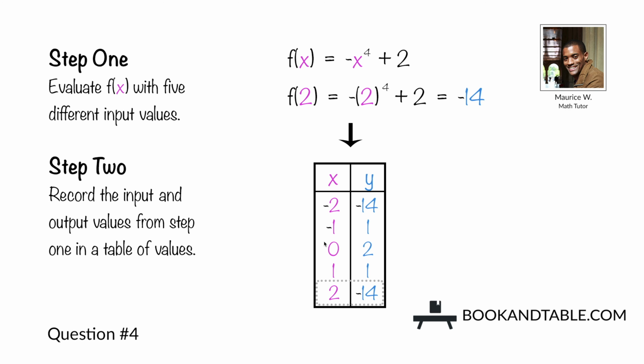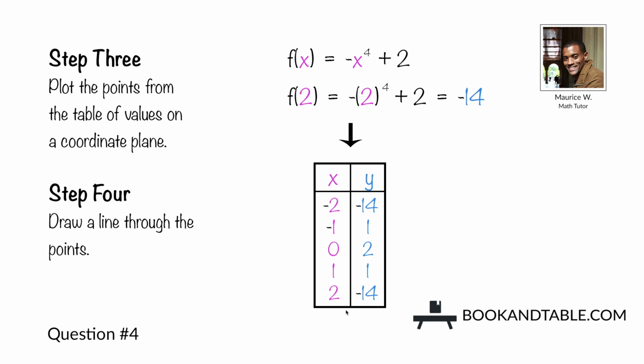And f of 2 would be equal to 2 to a power of 4, which is 16. And negative 1 times 16 would give us negative 16 here. And negative 16 plus 2 would be equal to negative 14. So the input is 2 and the output is negative 14.